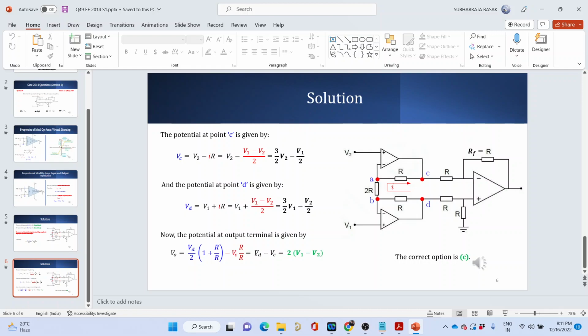Now we already have the expressions for VD and VC in terms of V1 and V2. You subtract these two expressions. What you are going to get is 2 into V1 minus V2. Correct? Yes, sir. So you agree with me till this point? Yes, sir. Okay, so the correct option is C.